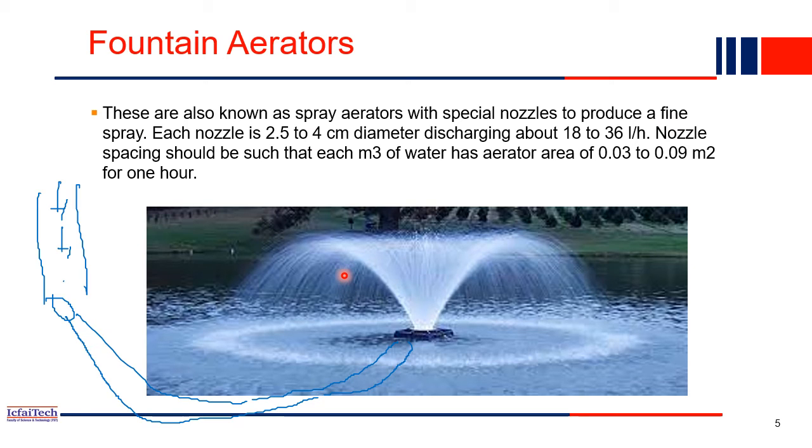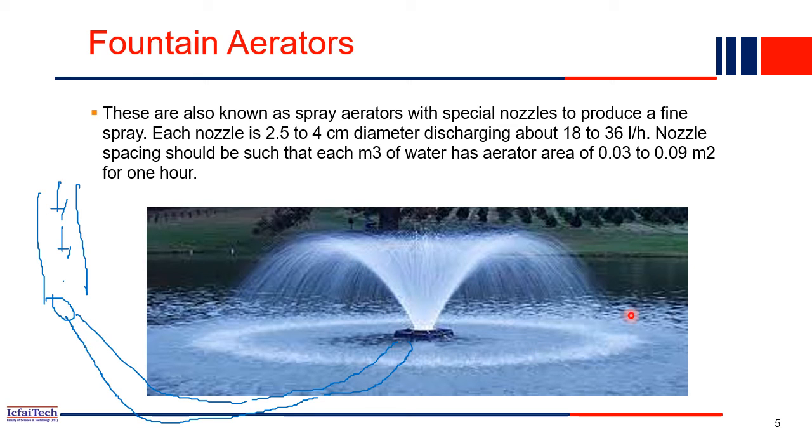Okay, not a wide water drop, but it is a very fine water drop. So each nozzle is basically 2.5 to 4 centimeter diameter. Now you can imagine, 5 centimeter, so this is the nozzle's diameter. So it is 2.5 to 5 centimeter diameter and discharges about 18 to 36 liter per hour. So each fountain will release 18 to 36 liter per hour.